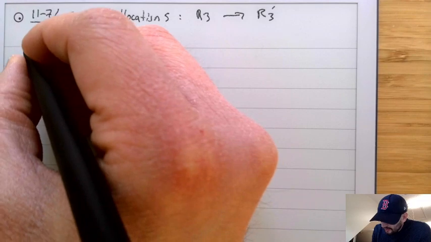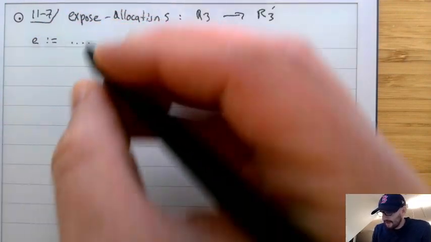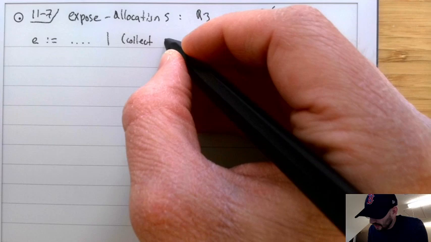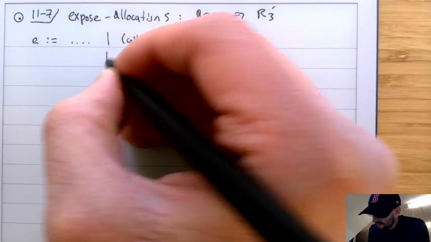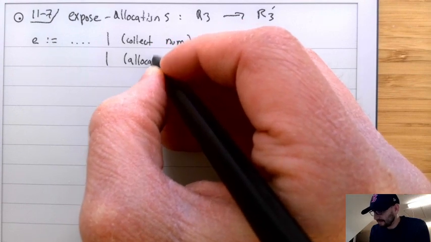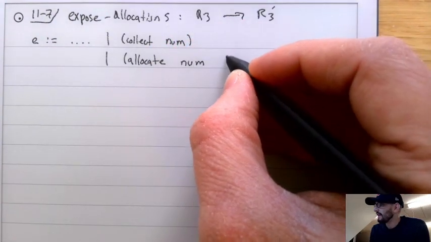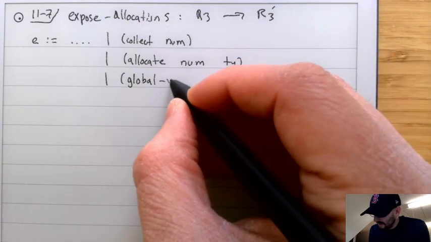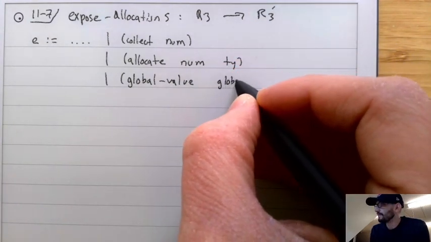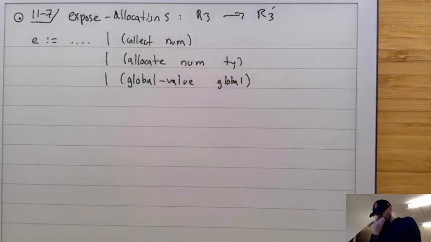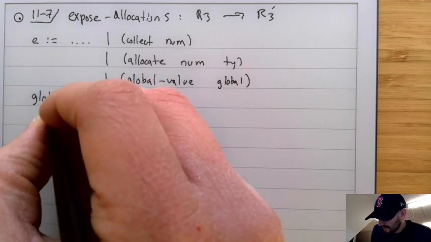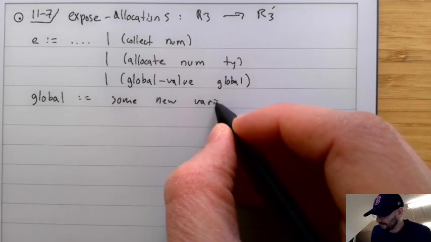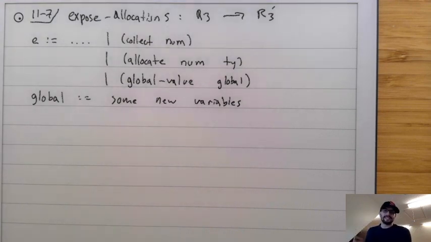What we're going to do is we're going to extend the expression language to have three new things. It's going to have collect, and then a constant number. It's going to have allocate, which has an argument named number and a type. And then it's going to have global value and then global, where the globals are some new set of variables that are totally distinct from all other ones.